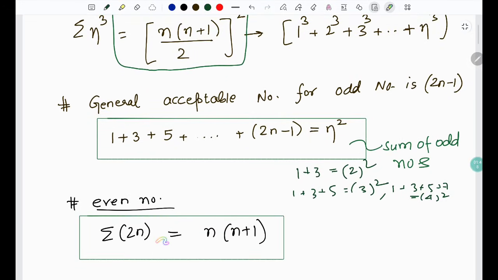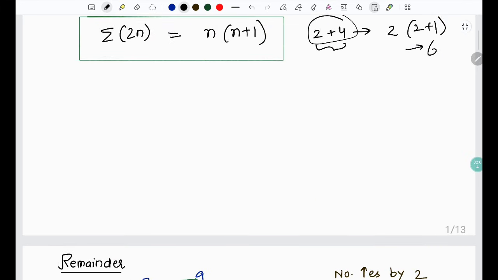For even numbers, it is given by n into n plus 1. If I have to calculate 2 plus 4, since these are two terms, n will be 2, so 2 into 2 plus 1, that will be 6, which indeed is 6.